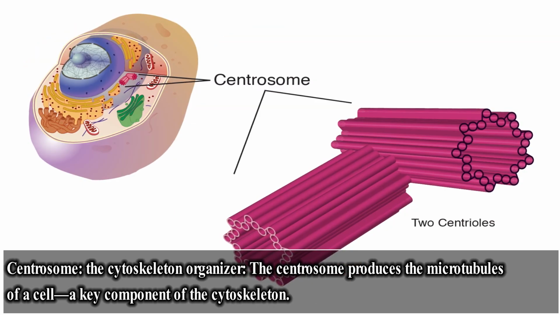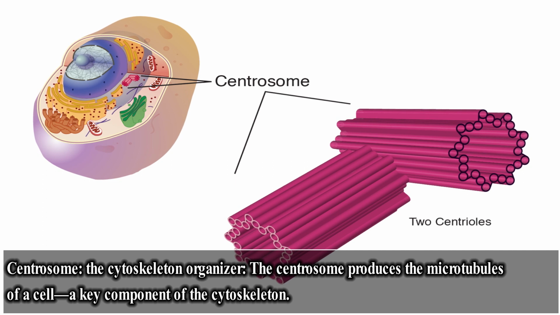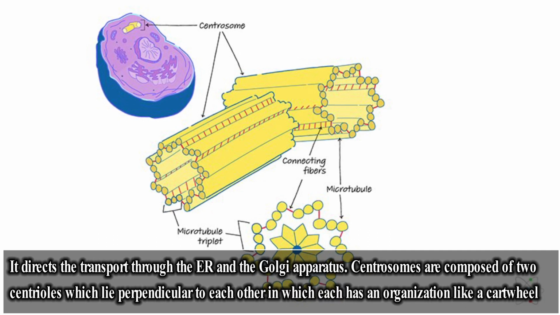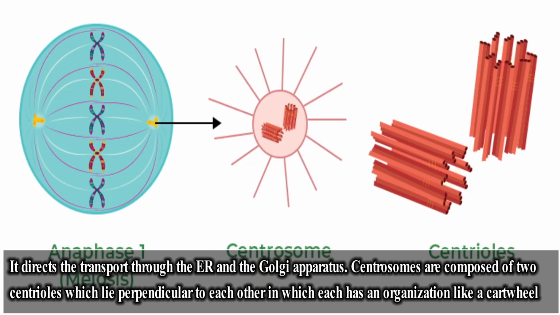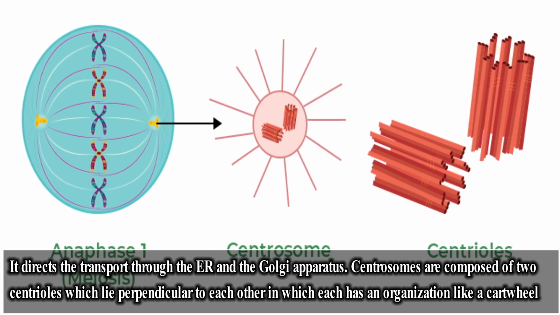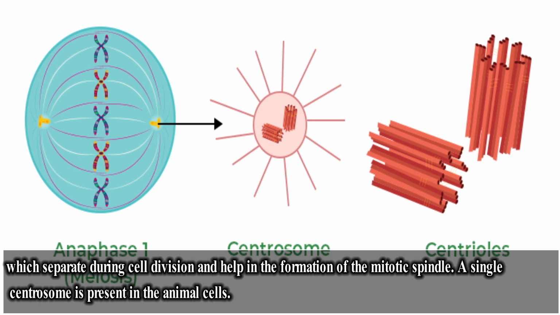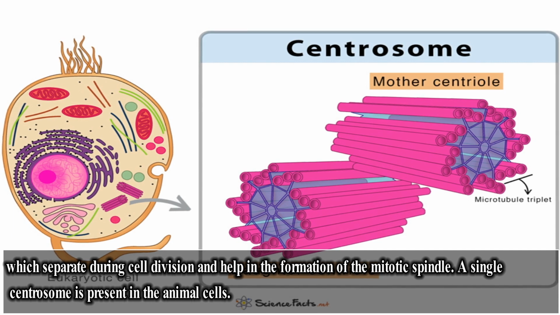Centrosome is the cytoskeleton organizer. The centrosome produces the microtubules of a cell, a key component of the cytoskeleton. It directs the transport through the ER and the Golgi apparatus. Centrosomes are composed of two centrioles which lie perpendicular to each other, each having an organization like a cartwheel, which separate during cell division and help in the formation of the mitotic spindle.